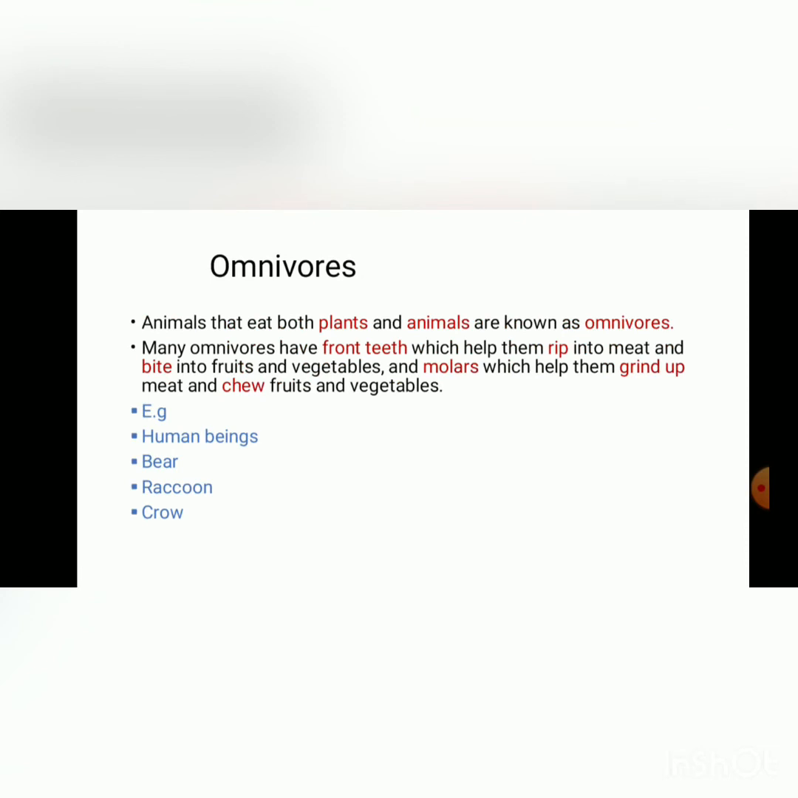The next category is omnivores, in which we human beings are also included. We human beings are also omnivores. So omnivores are those animals that eat both plants and animals. Many omnivores have front teeth which help them rip into meat and bite into fruits and vegetables, and molars which help them grind up meat and chew fruits and vegetables. The examples of the omnivores are human beings, bear, raccoon, crow, etc.